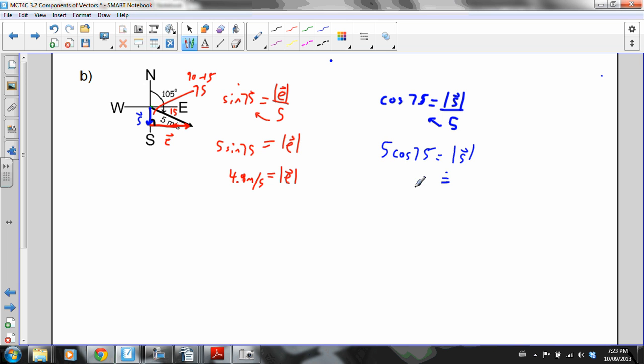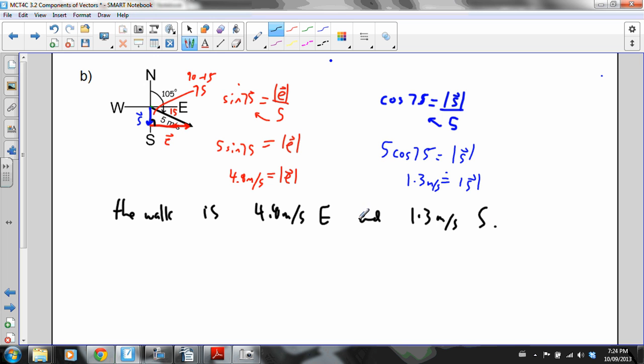Calculator is about 1.3. So this walk, or this canoe paddle, or whatever it is, represented the two components going east at this speed and going south at that speed. Notice if I put those things together, the walk is 4.8 meters per second east and 4.3 meters per second south. Right? Those are the two rectangular components.